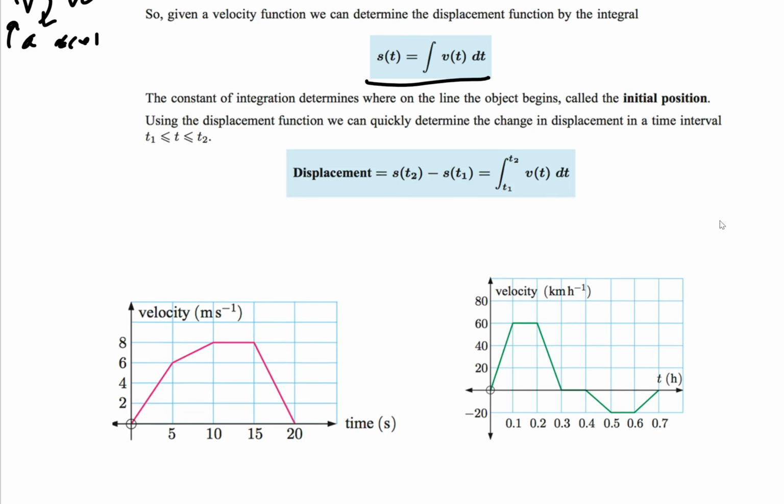So if you want to find the displacement from one time to another, let's say from 0 to 3 seconds, like how far have you moved in the first 3 seconds? Well, you just integrate from 0 to 3. You used to have to plug in 0 and plug in 3, but now we just do that. So it makes stuff very easy.